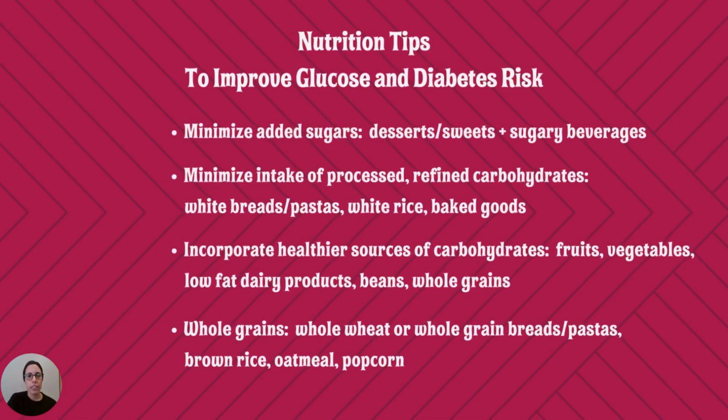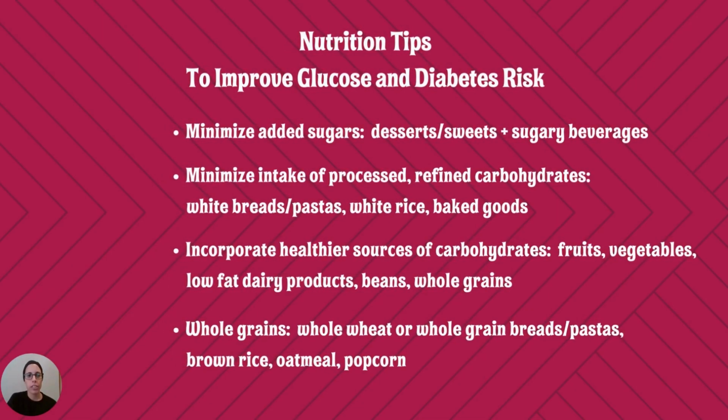So, as a registered dietitian, I did want to include some nutrition tips on how to improve your glucose and diabetes risk if you have a lab value that is more in that pre-diabetic or diabetic category. So, we really want to focus on minimizing added sugars. These are obviously the desserts and sweets and sugary beverages, things like pop and anything with added sugar that you may be drinking on a regular basis.